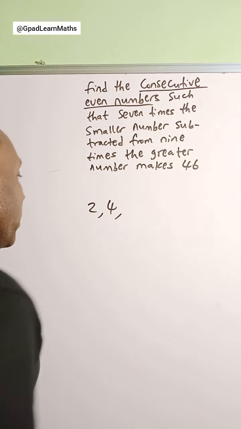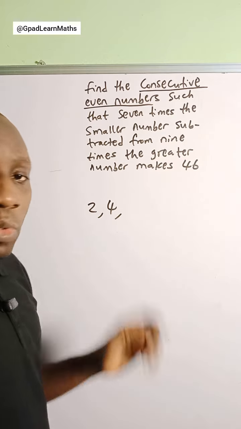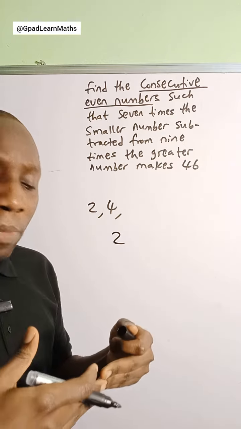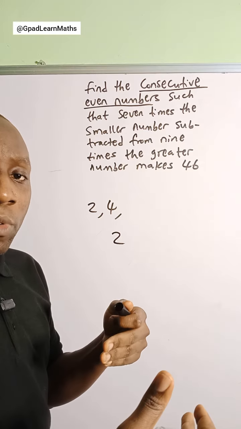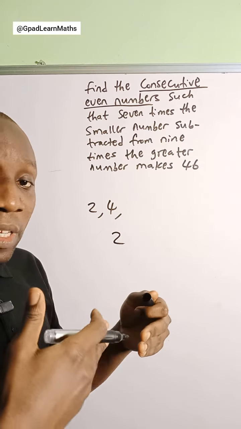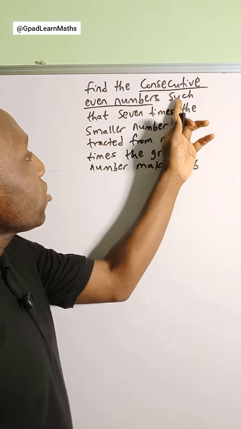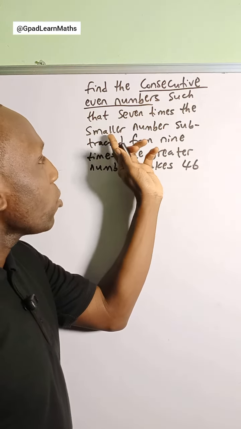Now, the difference between 4 and 2 is 2, right? So that means that if you have an even number, the next consecutive even number, the difference between the two even numbers has to be 2. It's a constant. And when we read on here, it says such that 7 times the smaller number.